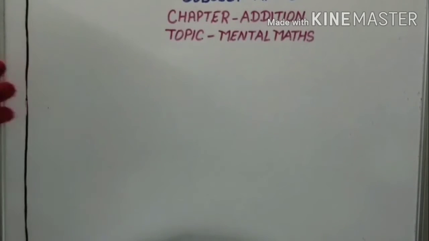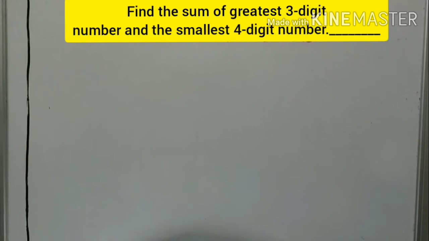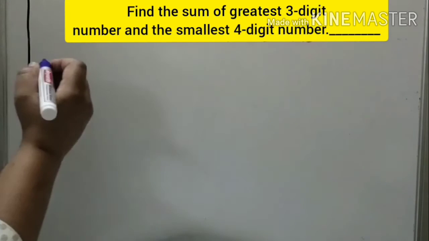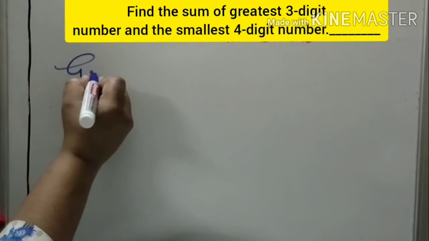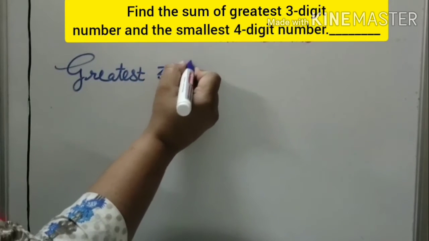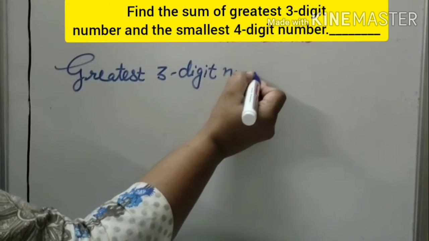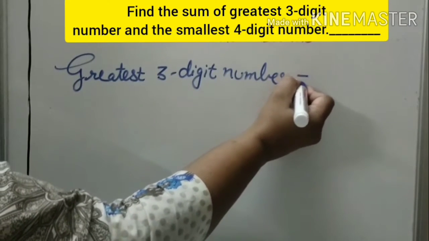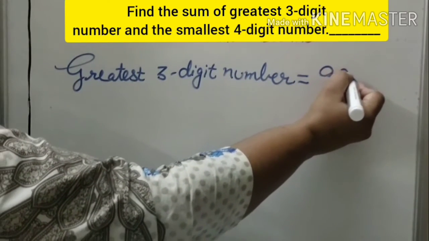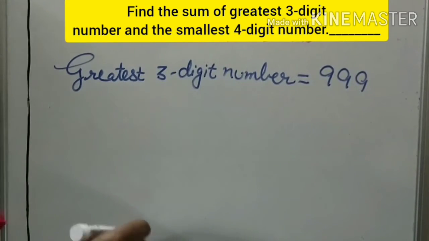And I will give you one question of this. Find the sum of the greatest 3-digit number and the smallest 4-digit number. For this, children, first of all we have to write the greatest 3-digit number. Now children, first you can simply write greatest, so that means 999. Then the smallest 4-digit.